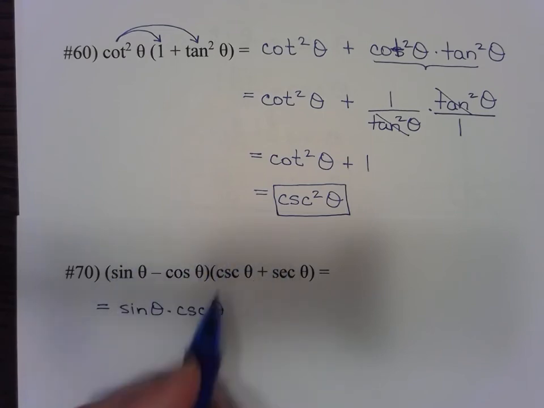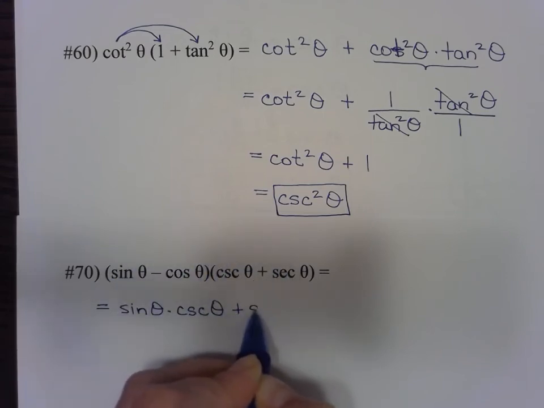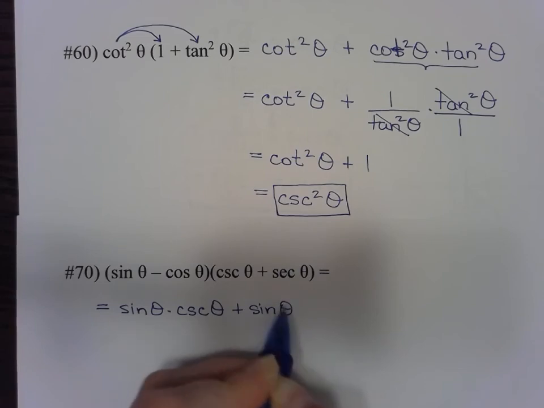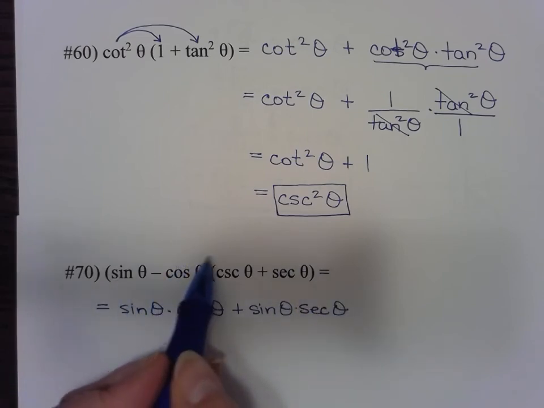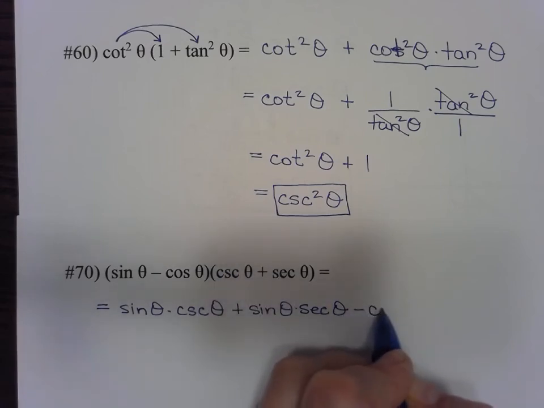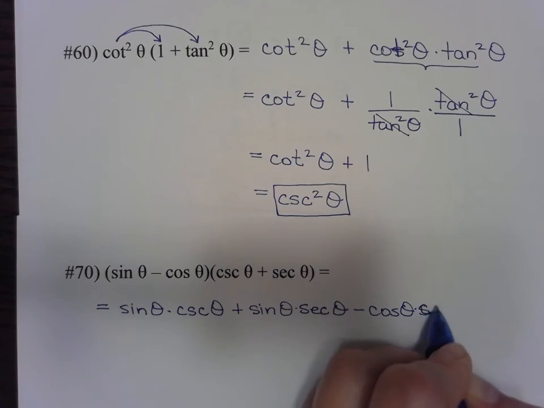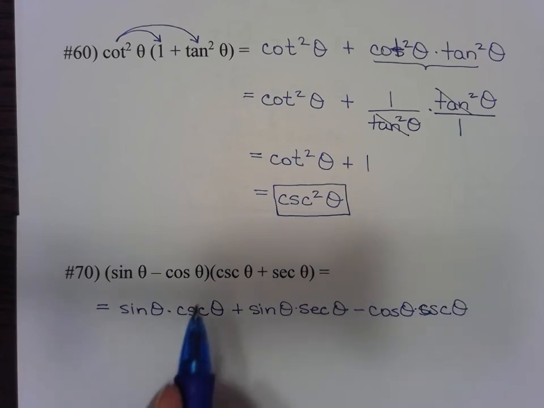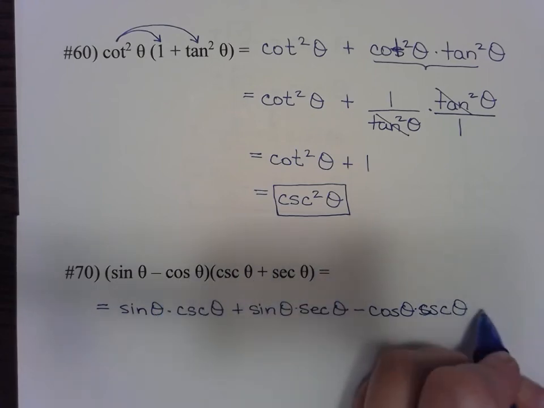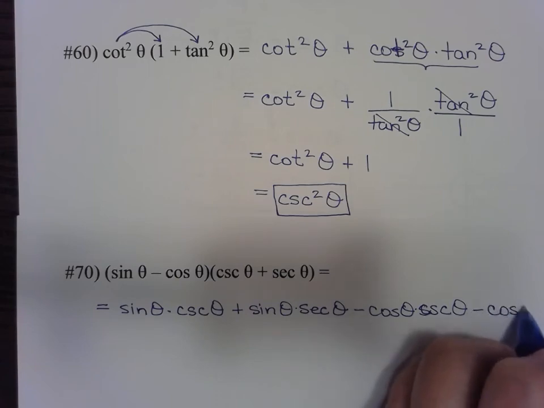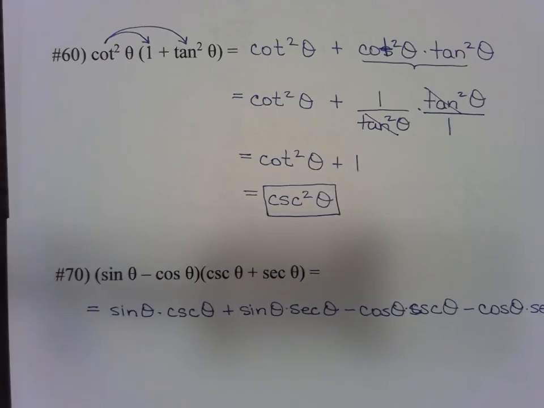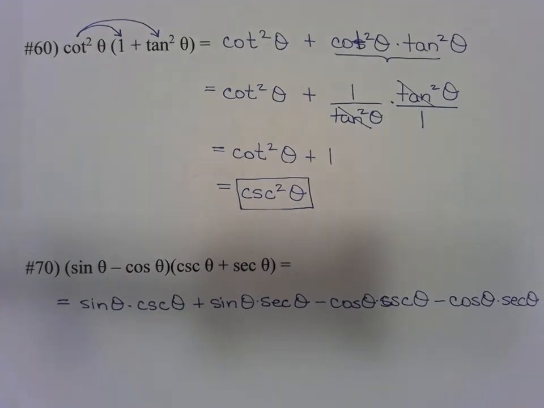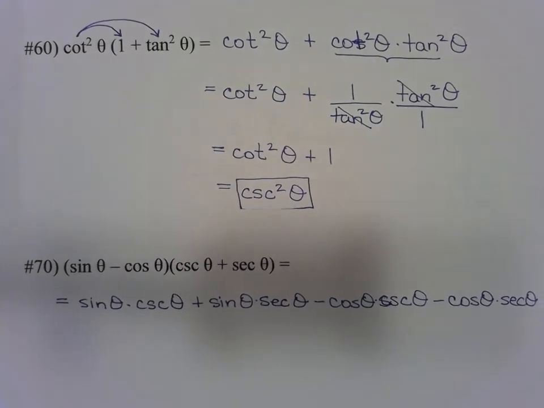Then the outer, so plus sine of theta times the secant of theta. Then the inner, so minus cosine of theta times the cosecant of theta. And then the last times the last, minus the cosine of theta times the secant of theta. All right.